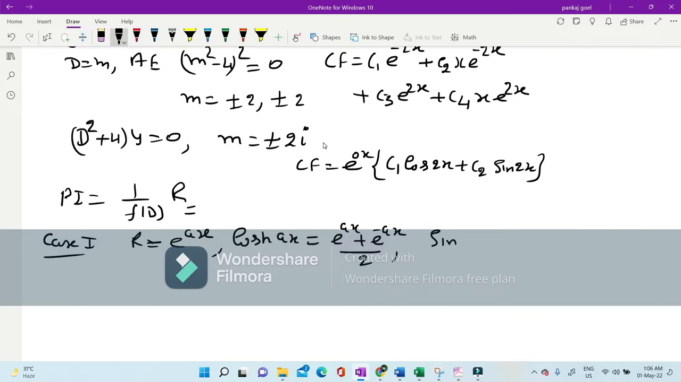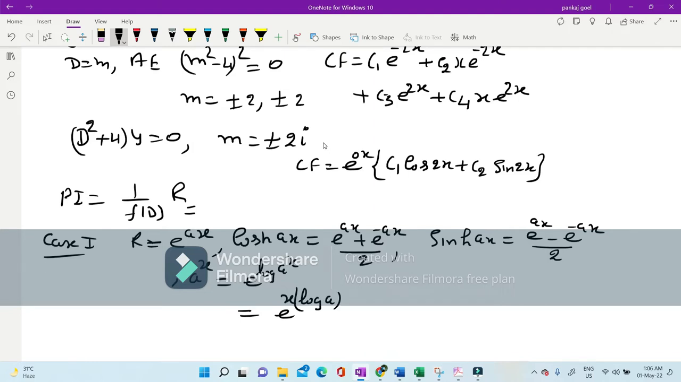Similarly, we can solve by this method sinh ax, which can be written as (e^(ax) - e^(-ax))/2. And also we can solve by this method a^x, which can be written as e^(log a^x). So we can write this as equal to e^(x log a).